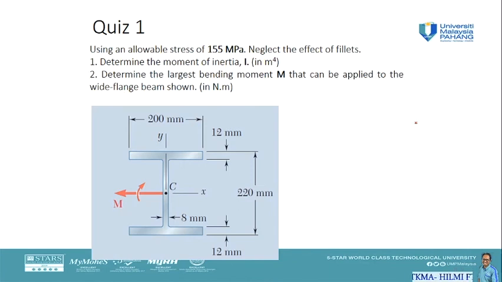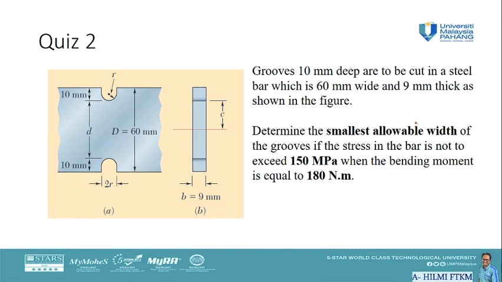Next, the second question is regarding stress concentration. We have a groove 10 millimeter deep cut in a steel bar which is 60 millimeter wide and 9 millimeter thick, as shown in the figure. This is the cross section. Determine the smallest allowable width of the groove if the stress in the bar is not to exceed 150 megapascal when the bending moment M is equal to 180 Nm. These two questions must be answered, and please submit your answer as a PDF file using the submission pod that I prepared in the canal.